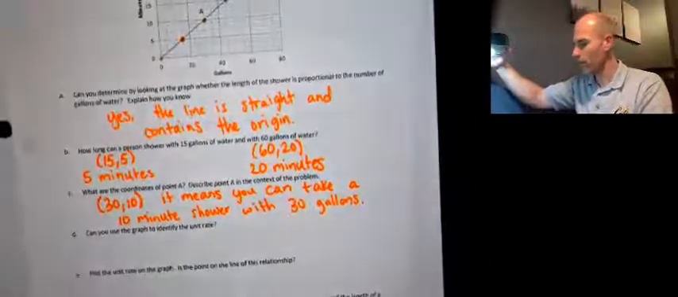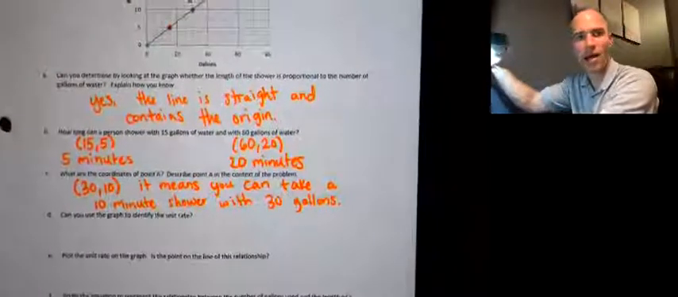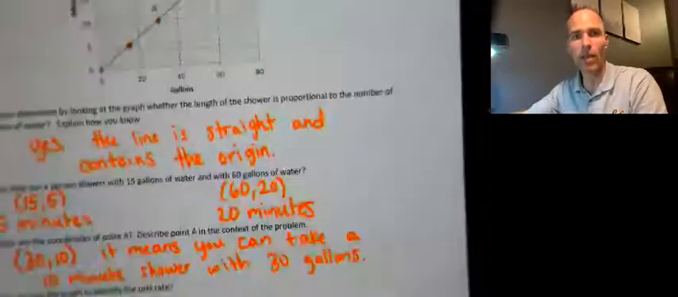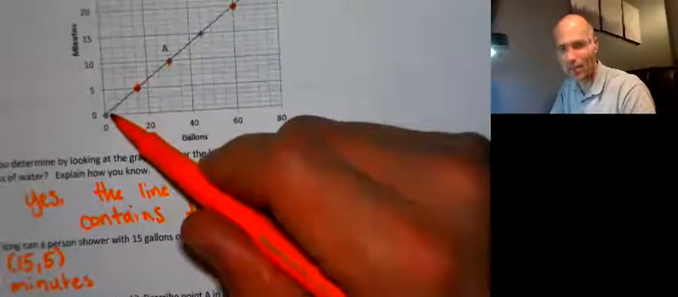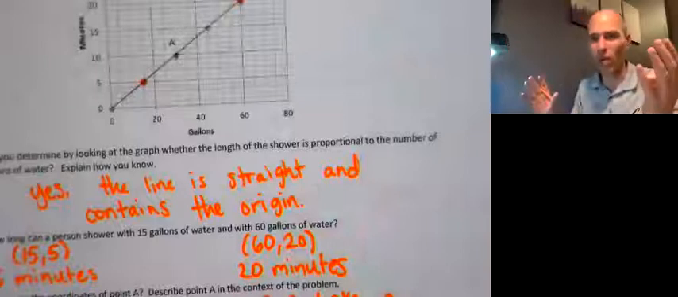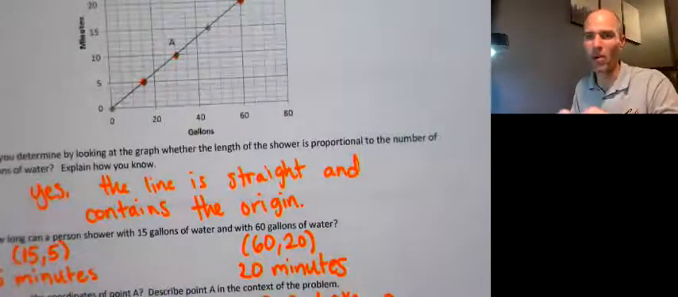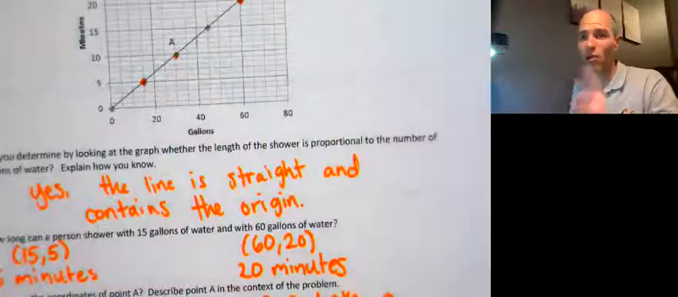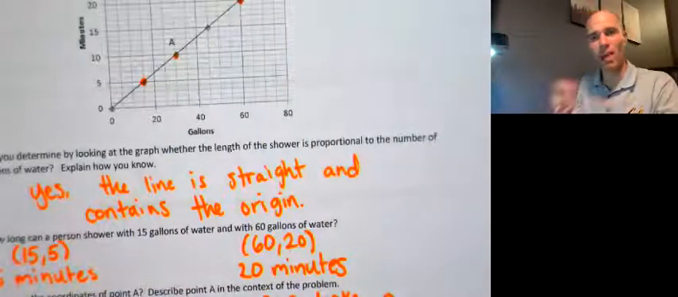Okay, now it asks, can you use the graph to identify the unit rate? So you can't very easily, right? What we would love is if we could just go to 1 on the x-axis and look up and find the y value right there, and we would just have our 1, k point and be done with it. But there's no way to tell where 1 even is on this x-axis and what the y value would be there. So we're just going to have to do a little bit of math.